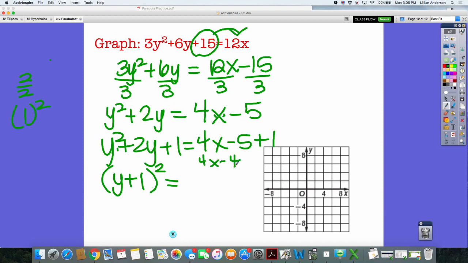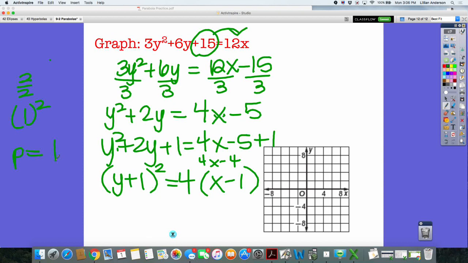And what do you need to do with that? Take the 4 out, which leaves you with x minus 1. And you need the 4 out because what's p? 1. Since my y's are being squared, this opens left or right. More specifically, it opens to the right, because P is positive, and the 4 was positive.